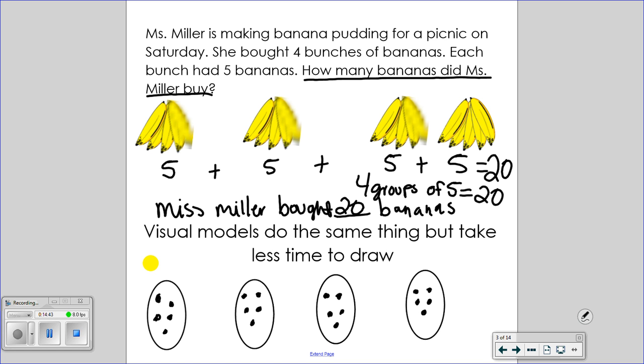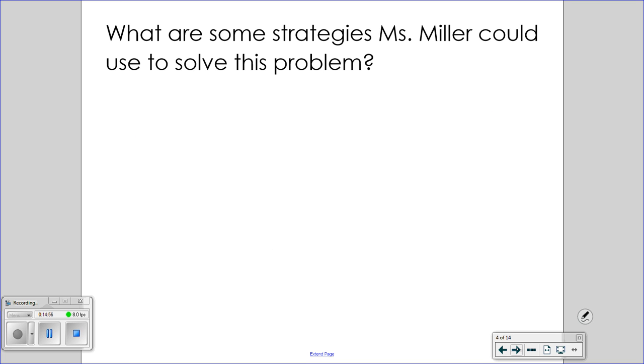Grace, what's up? I actually like this strategy. 5 plus 5 plus 5 plus 5. 4 multiplied by 5. So some strategies that we used: we used repeated addition, right? We used visual models. That's where we did circles and dots. And you used the groups of, where we wrote 4 groups of 5 bananas.